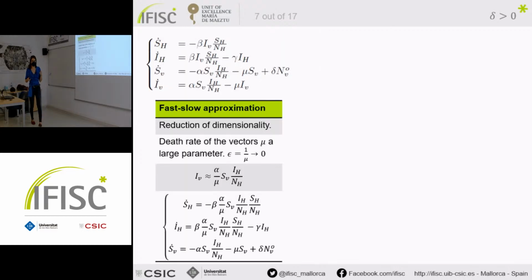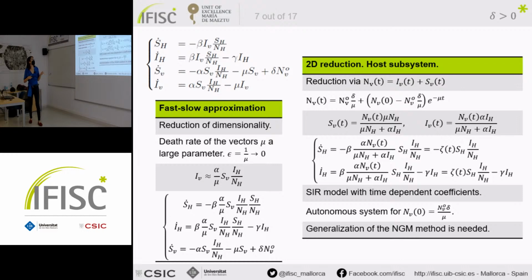Another thing that we can do is a fast-slow approximation of this model. It's interesting to reduce the dimensionality because we have 4 equations. So what we do is suppose that the death rate of the vector, mu, is a large parameter compared to the others. So we can write the 4th equation like this, and then the other equations have this form. Now we have 3 equations, but we can further reduce this dimensionality to 2D via the explicit expression of NV. And these are the equations we recover.